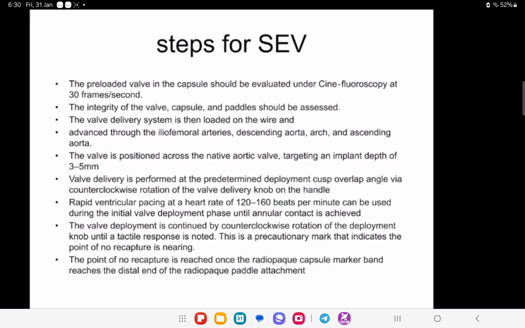The valve delivery is performed at a predetermined deployment cusp angle via counterclockwise rotation of the valve delivery knob on the handle. It should be done at a rapid ventricular pacing rate of 120 to 160 beats per minute during the initial valve deployment phase until the annular contact is achieved. The valve deployment is continued by counterclockwise rotation of the deployment knob until a tactile response is noted. This is a precautionary mark that indicates the point of no recapture is nearing. The point of no recapture is reached once the radiopaque capsule marker band reaches the distal end of the radiopaque paddle attachment.